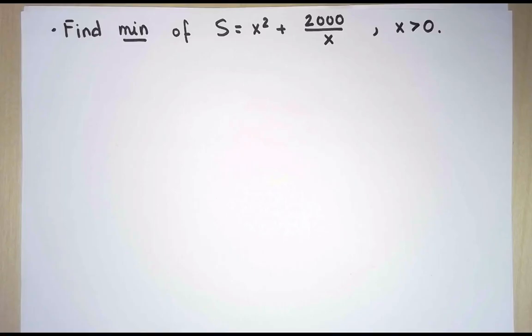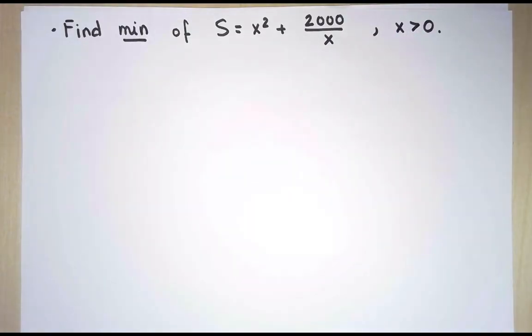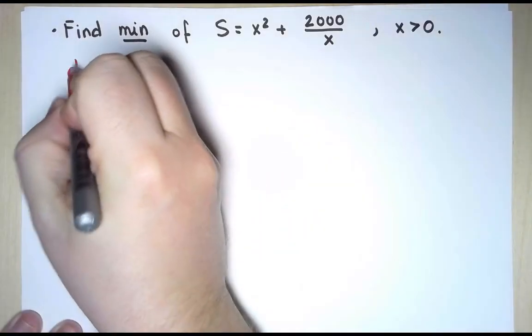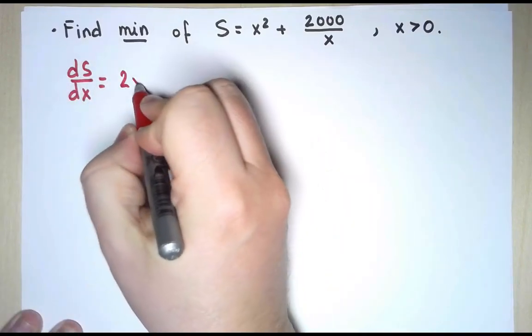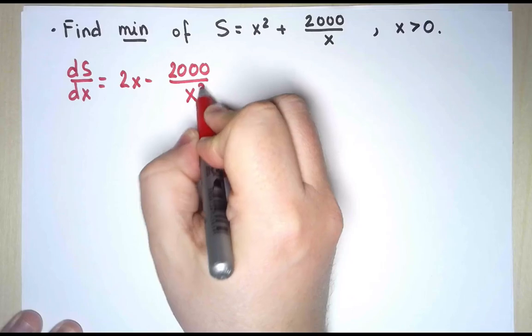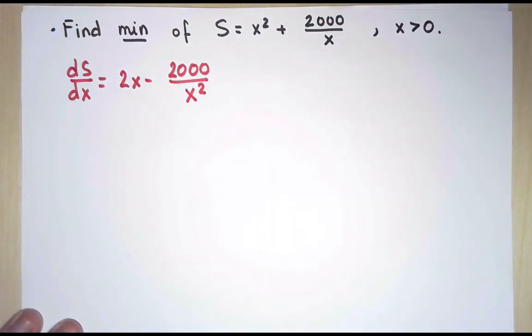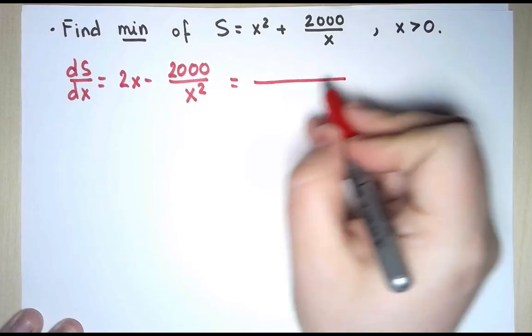Now that we have set up the problem, the second part is the easier part. Use calculus to find the minimum of the function on the correct domain. This function is differentiable on the domain, so to find the minimum, I'll look at when the derivative is 0 or positive or negative. The derivative of S with respect to x is going to be 2x minus 2000 over x squared. Now, I'm interested in when this is 0 or positive or negative, and I find it easier if I reduce to a common denominator.